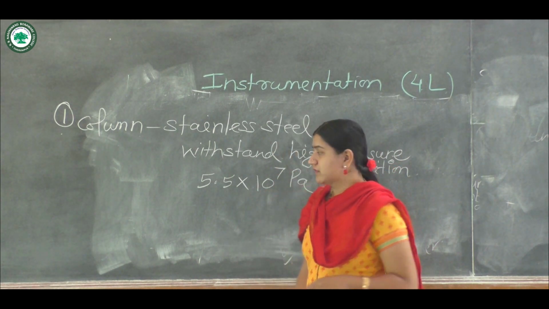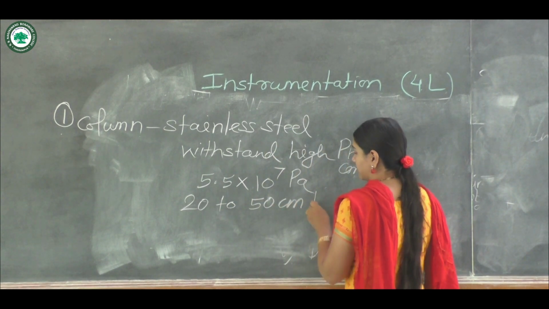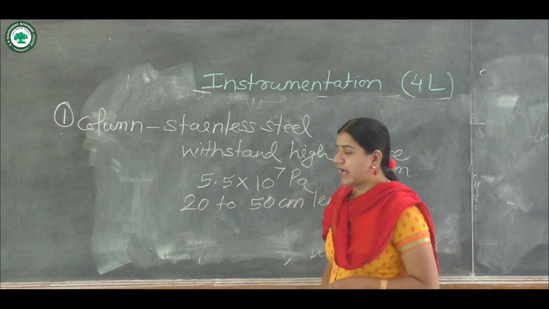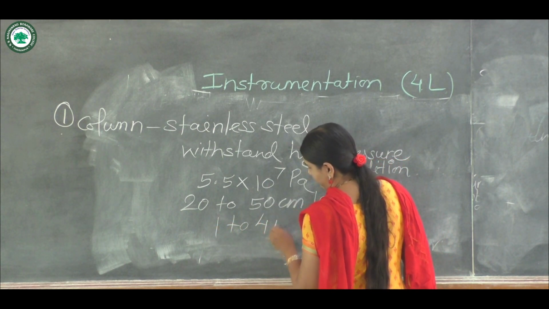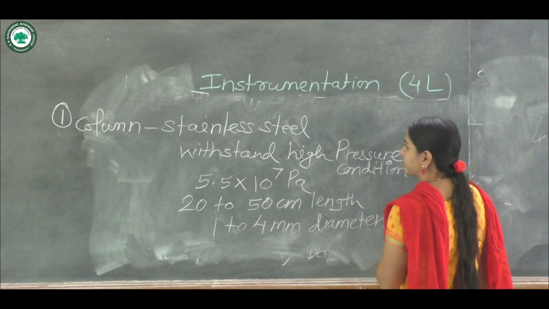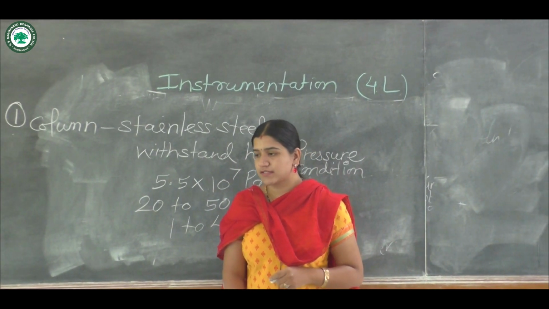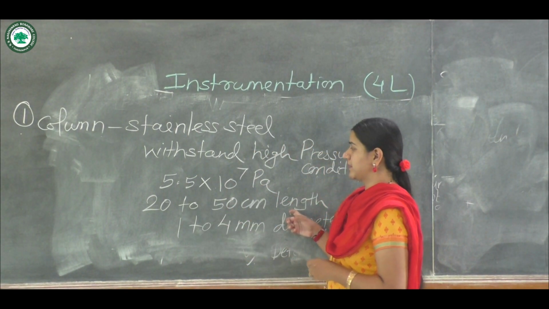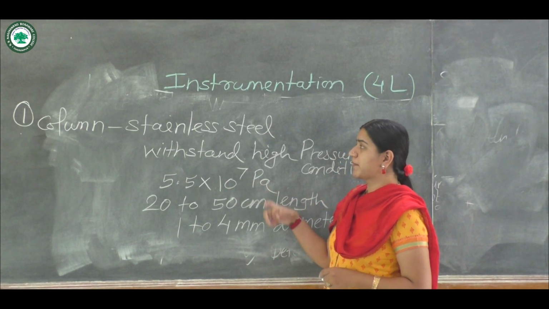Now what about the length? They are in the range of 20 to 50 centimeter in length. And they have a diameter in the range of 1 to 4 mm. So generally the columns are made up of stainless steel with an internal diameter of 1 to 4 mm and length in the range of 20 to 50 centimeter. They can withstand high pressure, that is 5.5 into 10 raised to 7 Pascal.